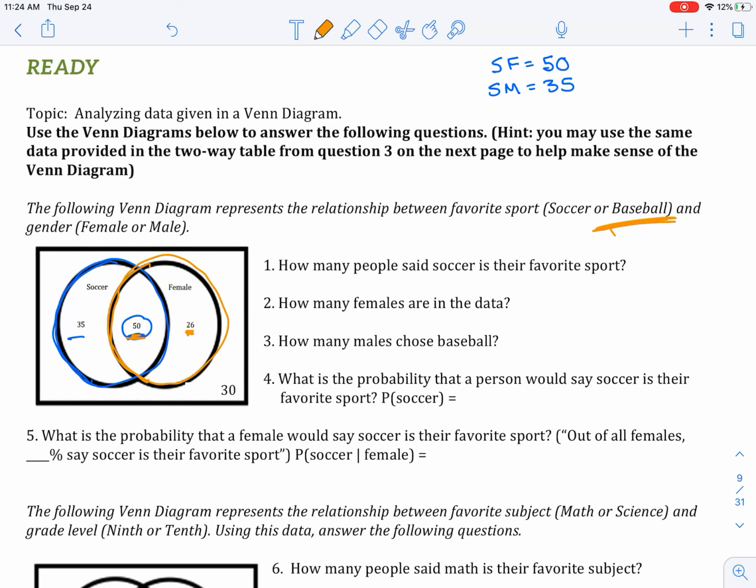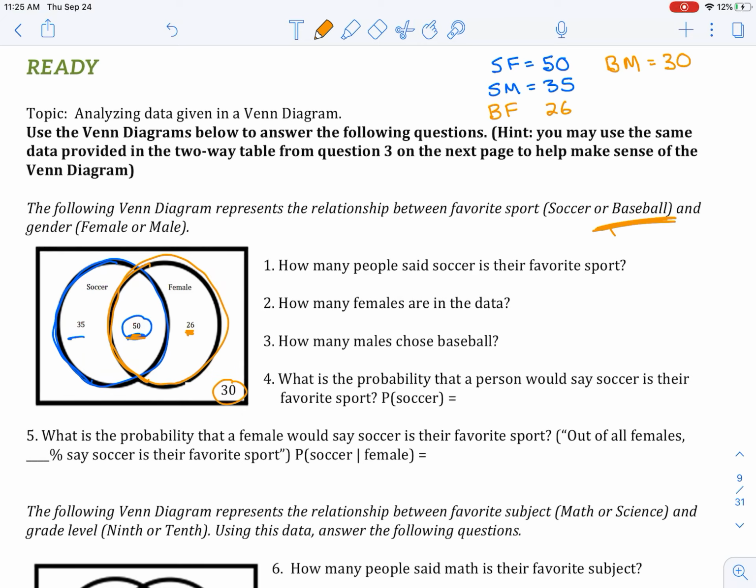Baseball. Okay. So that 26 must be baseball female. And then I start thinking about 30. Well, what's the only one I haven't represented? I have soccer female, soccer male. I have baseball female. So baseball male must be the random number on the outside. So now that I have all 4 things, the joint frequencies down, you could have looked at the chart. I'm sure on the other page it looks really similar. All I would have to do is just answer the question.